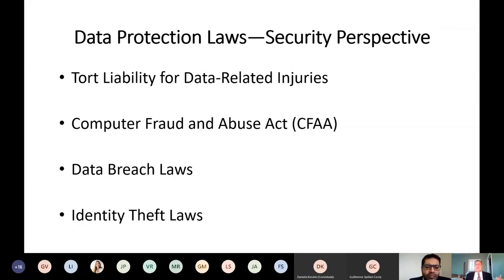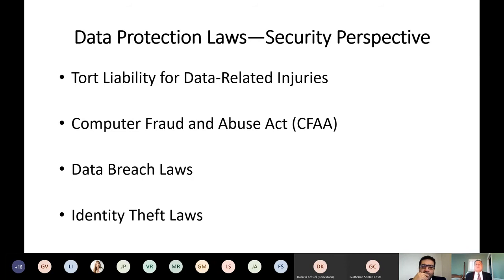This doesn't mean in the US that there are no data protection laws. From the privacy perspective, we really have only state laws. But from a security perspective, if you're an entity that has data, then you must protect that data. And so from a security perspective, there are a lot of laws. These laws allow companies to protect data of their consumers.